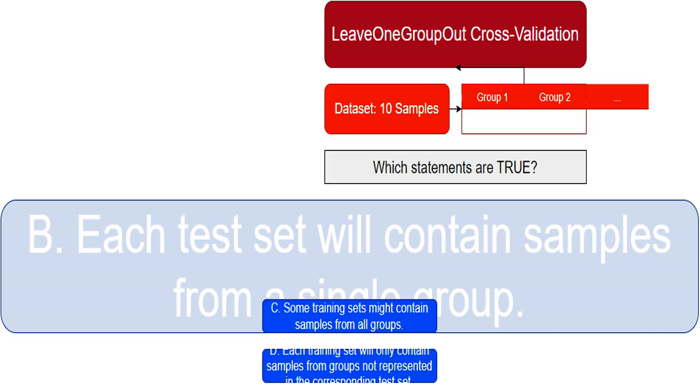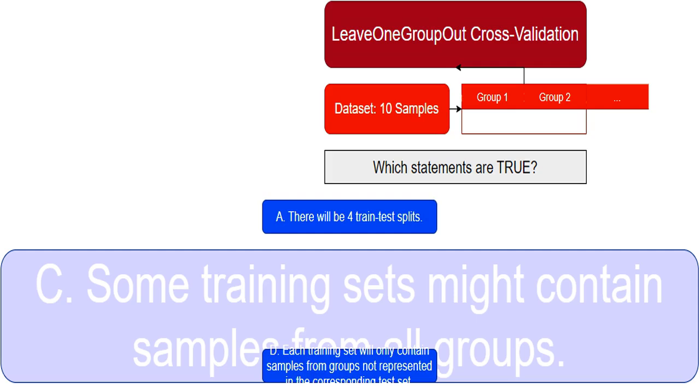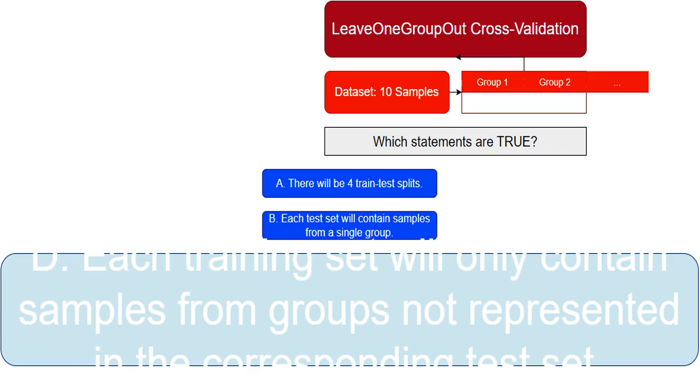This is different from other cross-validation methods which might split groups among training and testing data. Because each test set has data from only one group, the remaining groups automatically become part of the training set. So, it is possible that some training sets contain data from all groups except for the one used for testing. This is a direct consequence of how LeaveOneGroupOut works. I'll make sure the training data only contains samples from groups not included in the test data for each split. That guarantees a fair and independent evaluation.